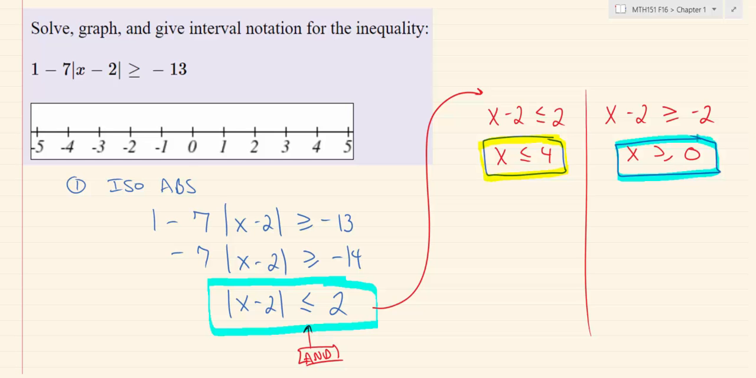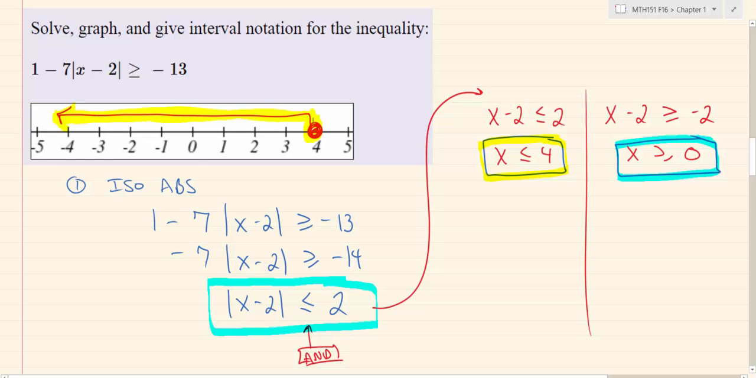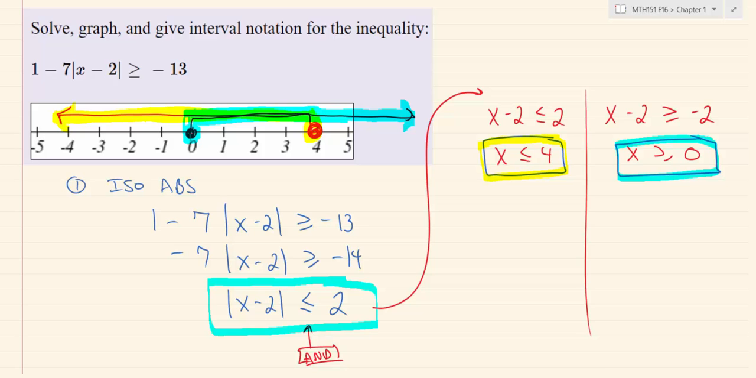Now we're going to take these solutions and graph them on the number line. For the first solution, we have a closed dot at x equals 4, and we shade to the left, so the arrow goes to the left. For the second solution, we have a closed dot at 0 and an arrow going to the right because it's greater than. Notice that we have a region of overlap in between 0 and 4. That's where the green is shaded because yellow and blue make green. The yellow arrow starts at 4 and goes to the left, the blue arrow starts at 0 and goes to the right, and there is an overlap.